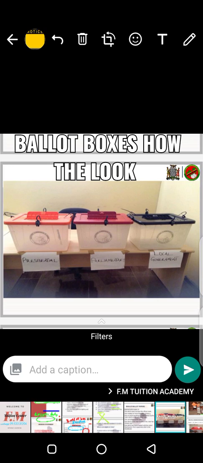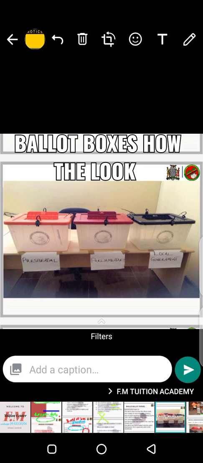So when you're voting for the president, you put your ballot paper in that box for presidents. If you are voting for parliament, you put your ballot paper in that parliament box. Same with local government, you put your paper in those respective places. So these are called ballot boxes. You put your ballot papers in the ballot box, but you vote from the polling station.